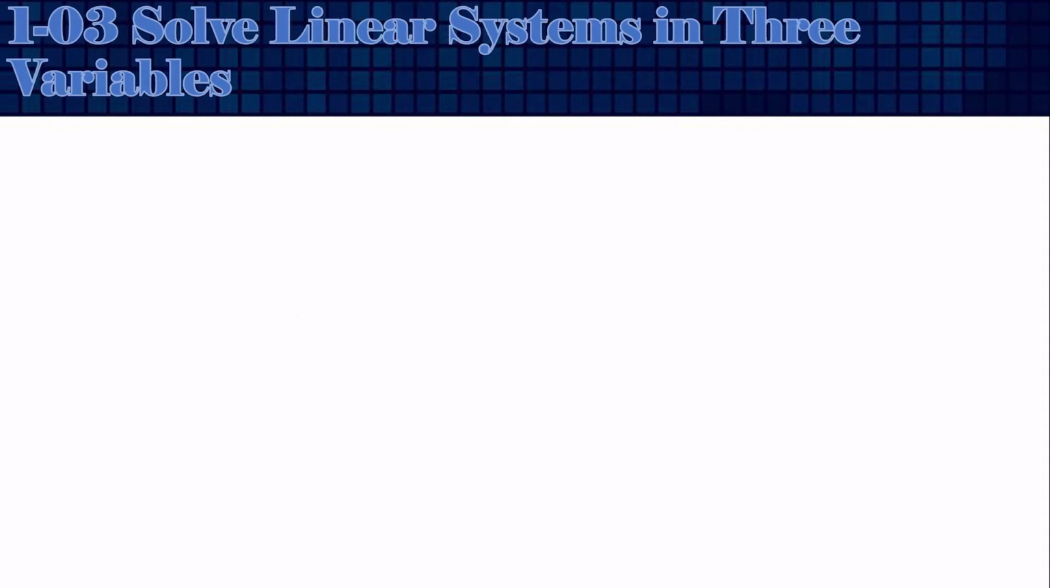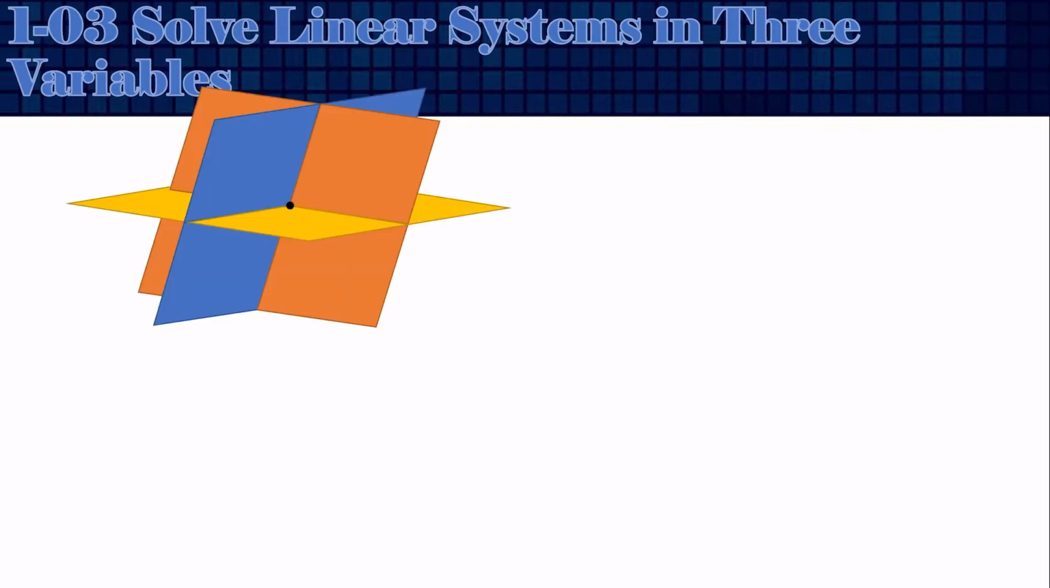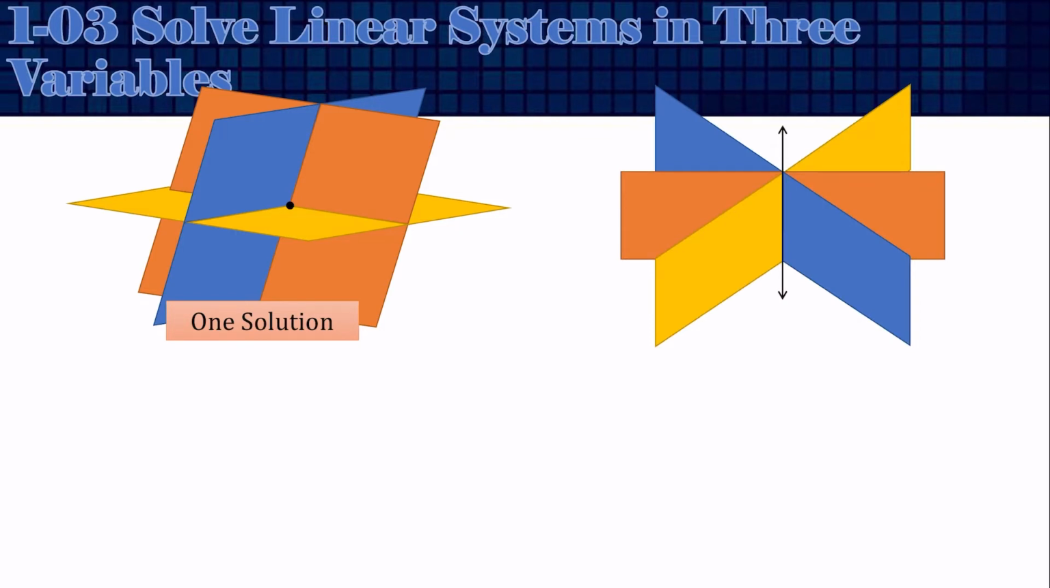So, graphically, we're not going to solve by graphing, but just so you can see, when the 3 planes intersect at a single point, there is 1 solution. But the 3 planes could intersect in a single line. That would be infinitely many solutions. Or they could all be the same plane, which would also be infinitely many solutions.